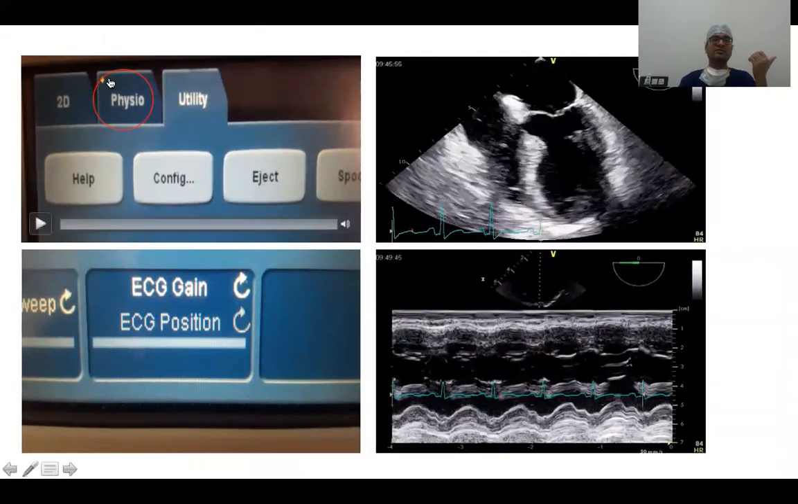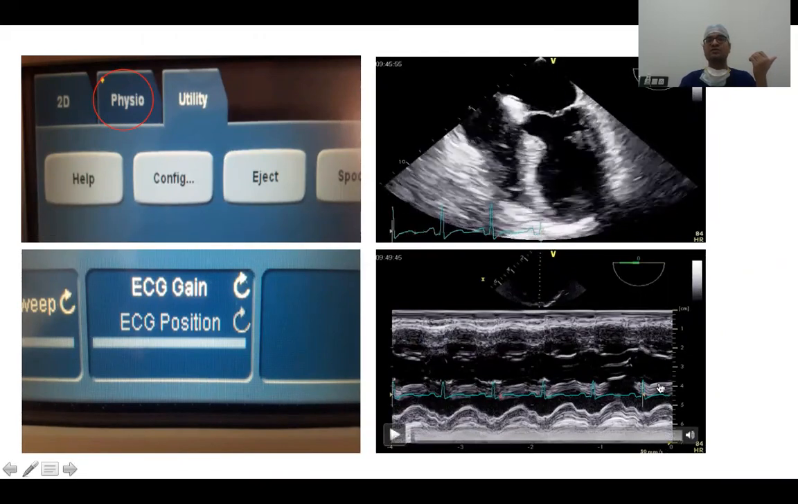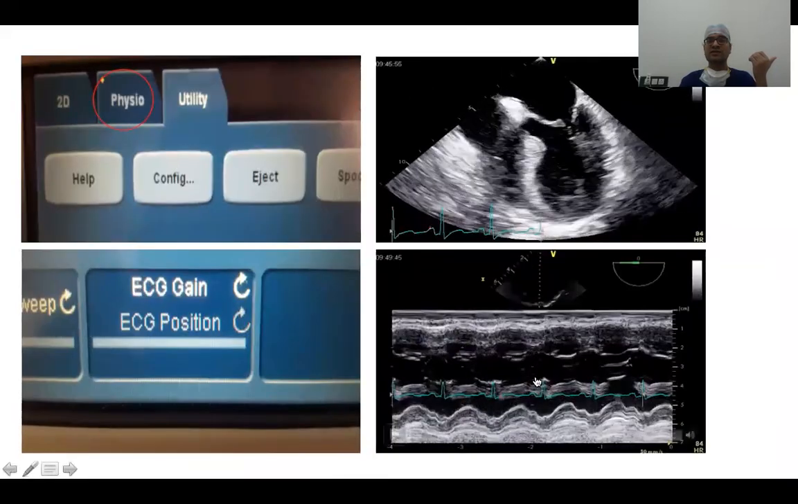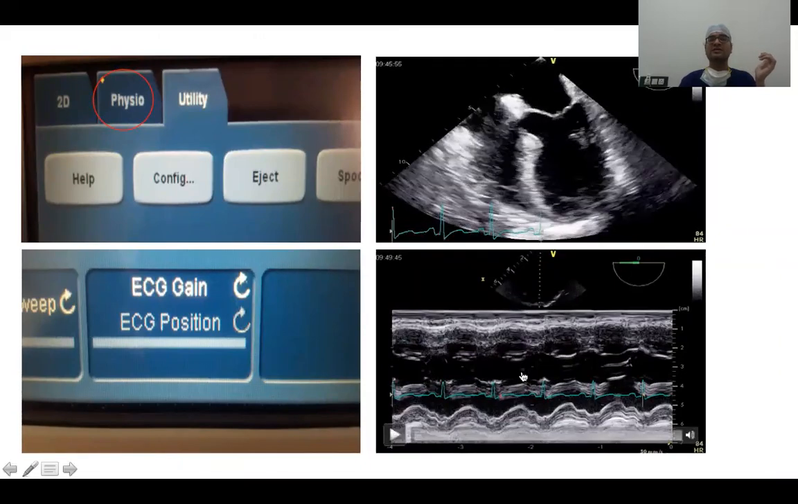Then this button, which is known as physio. What physio helps with is adjusting the ECG position on your screen. It helps you to correlate your ultrasound image with the cardiac cycle. The gain of the ECG also can be adjusted.